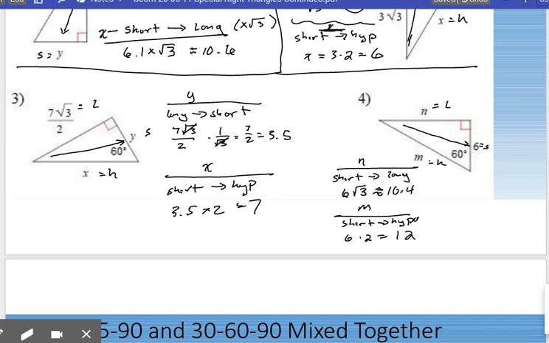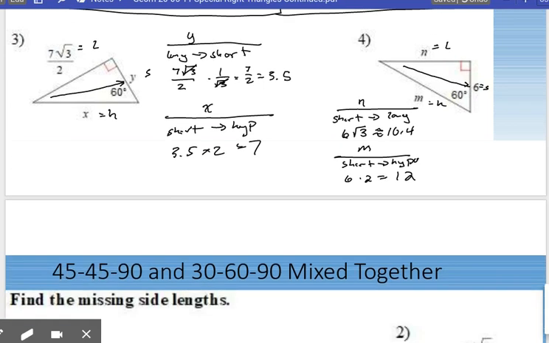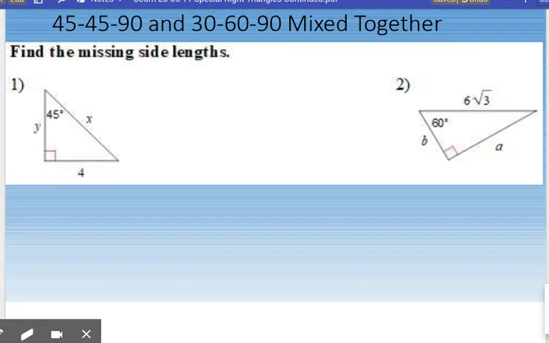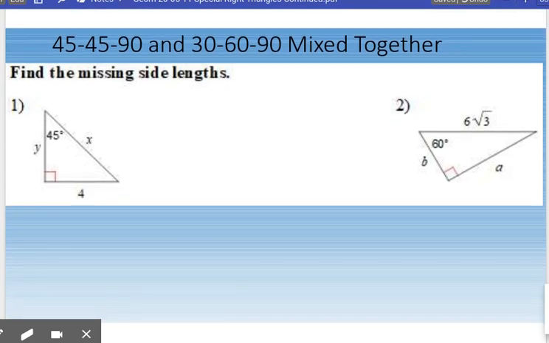Okay, so that's 30, 60, 90. Now, on your quiz, you're going to see a mixture. Okay, you're going to see some 45, 45, 90s from last week and some 30, 60, 90s from this week. So I want to make sure that we practice both of those together. So go ahead and pause the video and complete these 2 problems.